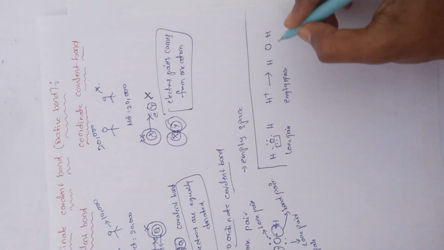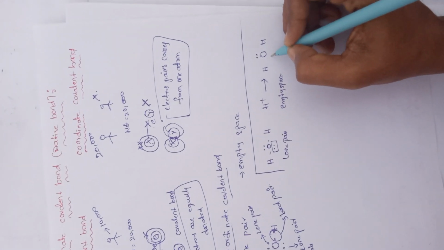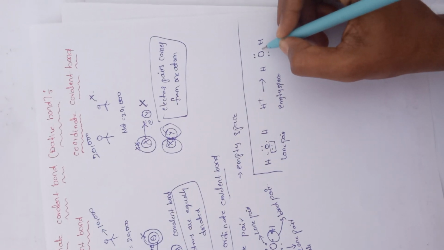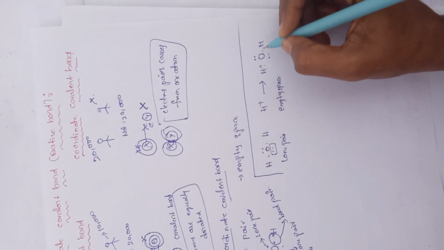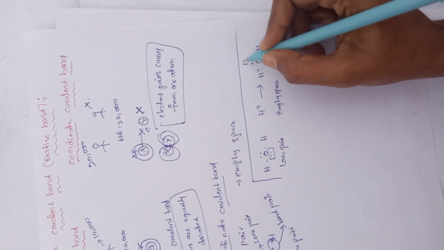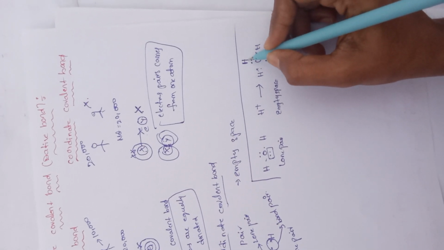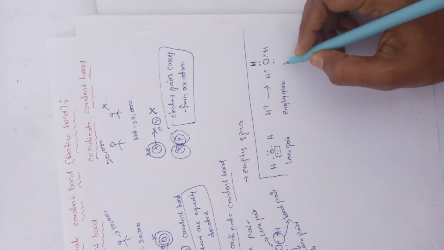That means you write like this, 1 2 3 4. Already this one electron is there and this electron is there, so another electron will form. And what happens here, this hydrogen ion is attached to this oxygen. So this is the coordinate covalent bond.